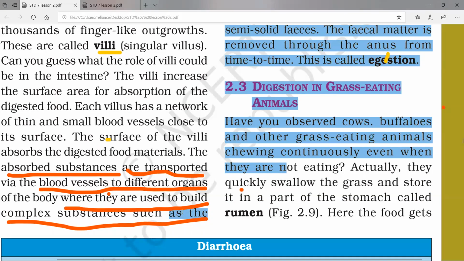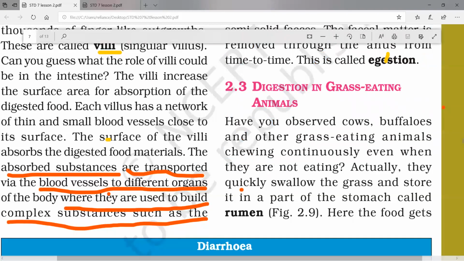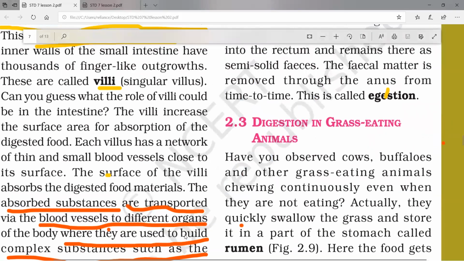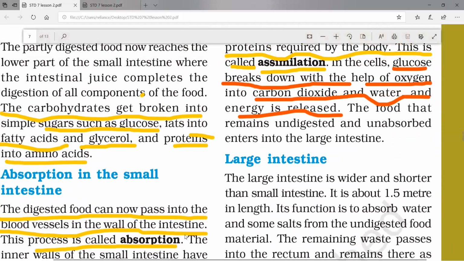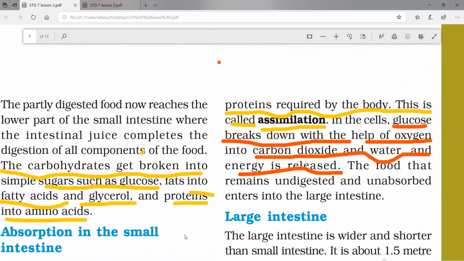And they are getting assimilated in the different parts of the body. So the definition of assimilation is that the absorbed substances are transported via blood vessels to different organs of the body, where they are used to build complex substances such as proteins, which are used for growth and buildup of the body. So this process is called assimilation.